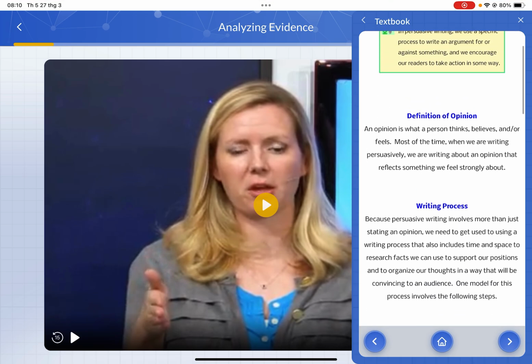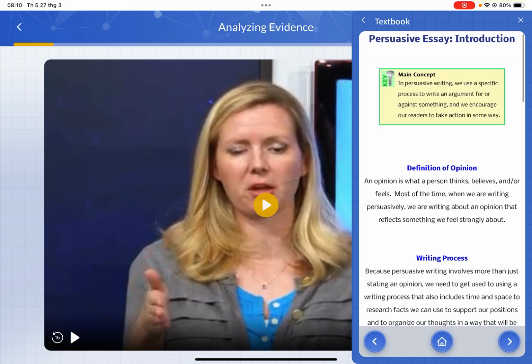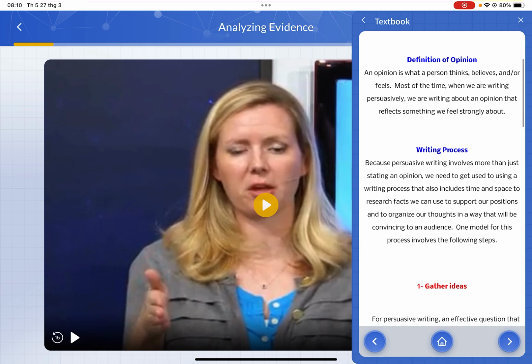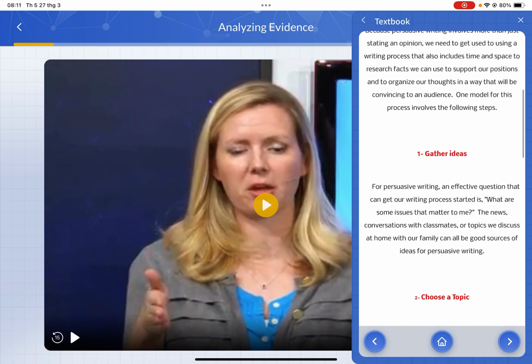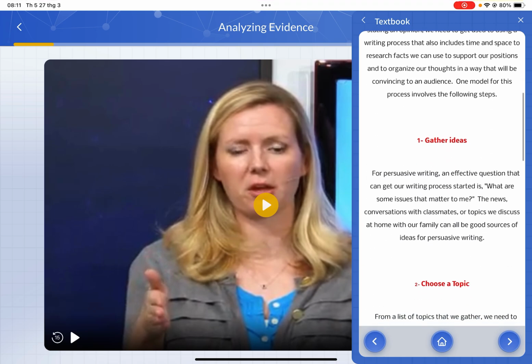An opinion is what a person thinks, believes, or feels. Most of the time, when we are writing persuasively, we're writing about an opinion that reflects something that we feel strongly about. Because persuasive writing involves more than just stating an opinion, we need to get used to using a writing process that also includes time and space to research facts that we can use to support our positions and to organize our thoughts in a way that will convince our audience.